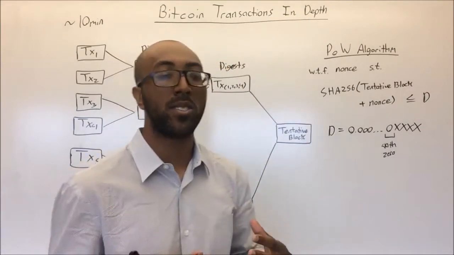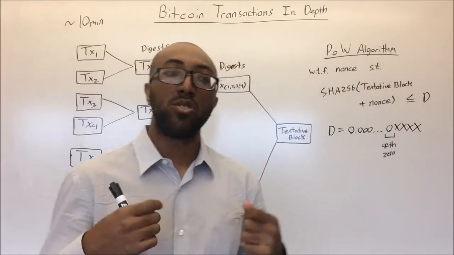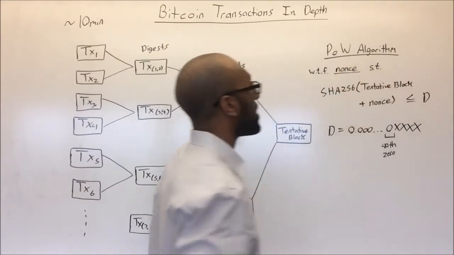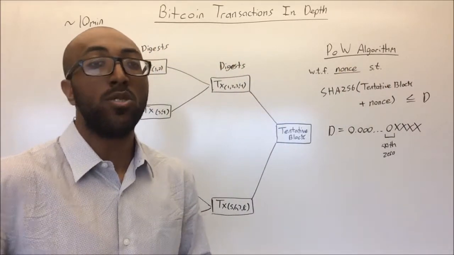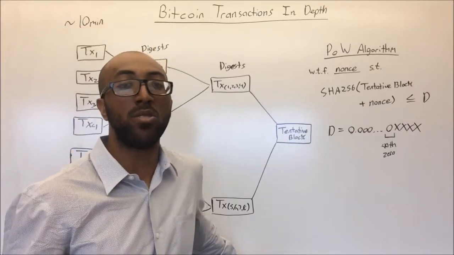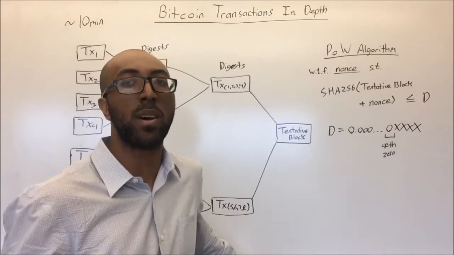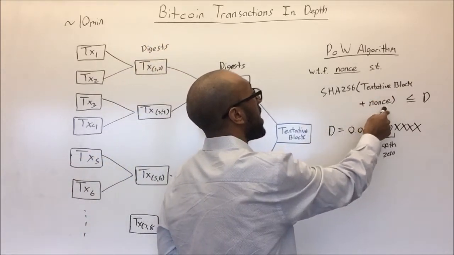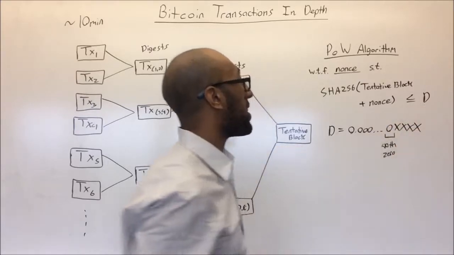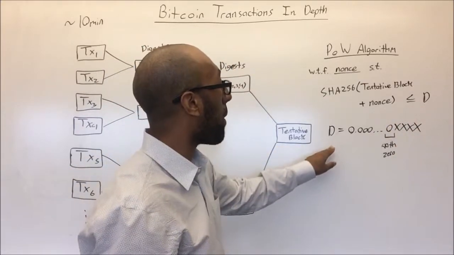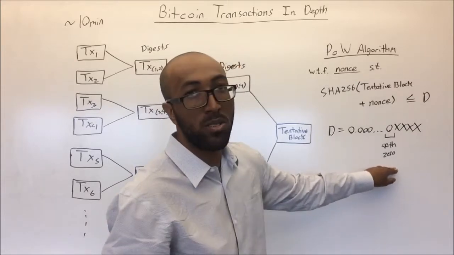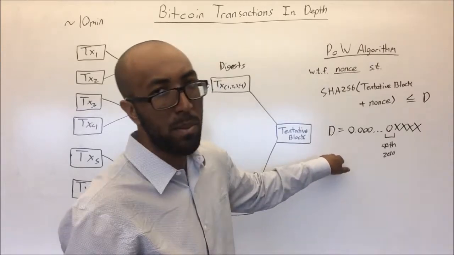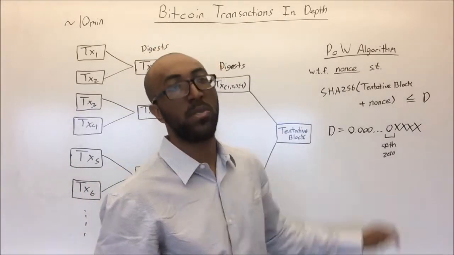It just requires miners to try as many different possible values of this nonce, which, like I said, has no specification. It can be whatever you want. Basically it comes down to trying as many different values of the nonce as fast as possible until you get a digest of the tentative block plus nonce that's less than D. And by less than D, all I mean is that the output has at least as many leading zeros as required by the difficulty target.